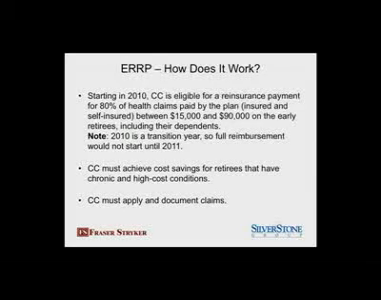What they have to show, though, is that they must achieve cost savings for retirees that have chronic and high-cost conditions. So there's an application process, and you have to talk about what you're doing to manage costs. And then CC has to apply for it and then document claims.